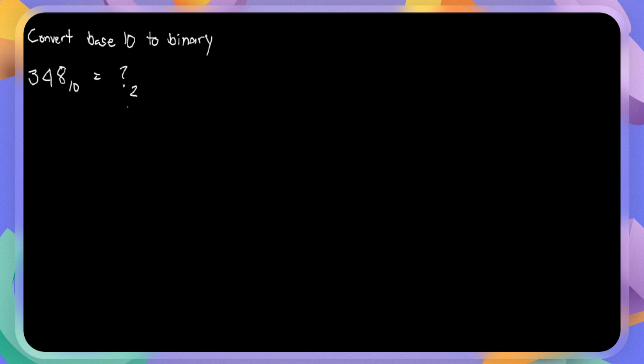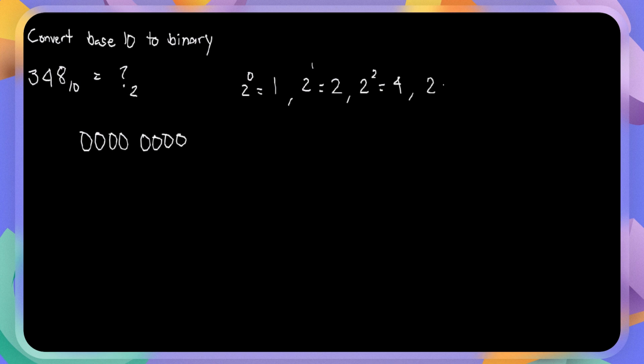Now, let me show you the pattern. So pretend that this is a binary number. All zeros mean this is just equal to 0. But remember the pattern of the powers of 2. 2 raised to 0 is just 1, right? 2 raised to 1 is 2. 2 raised to 2 is 4. And 2 raised to 3 is 8. So on, so forth.